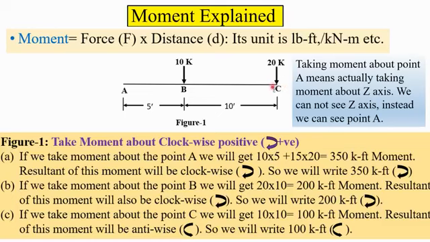Now if you go to C, if you take the moment from C, this 20 kip will not come, only 10 kip into 10, 100. And it is counterclockwise or anti-clockwise. So C will get a moment anti-clockwise. So write 100 kip feet anti-clockwise. This is how we express the moment.